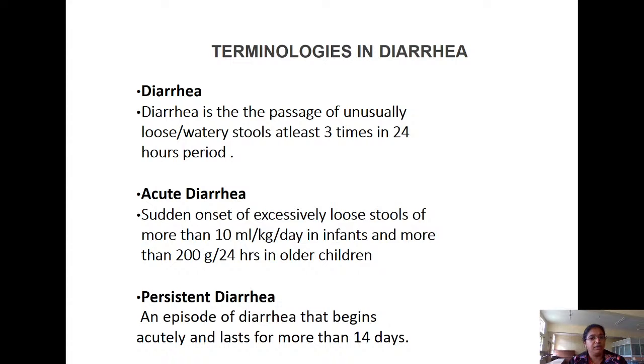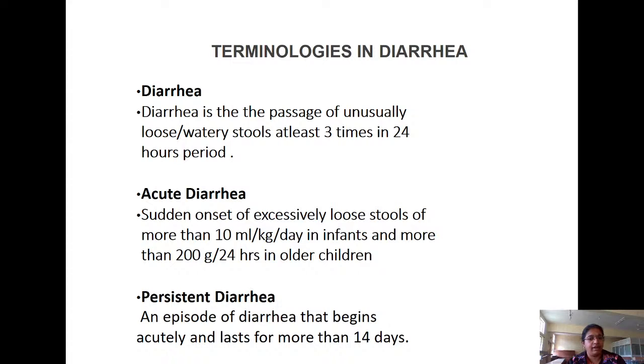So there is acute and there is persistent. What is acute? Sudden onset of excessively loose stools of more than 10 ml per kg per day in infants and more than 200 grams per 24 hours in older children. So in infants it will be more than 10 ml per kg per day, or more than 200 grams per 24 hours in older children.